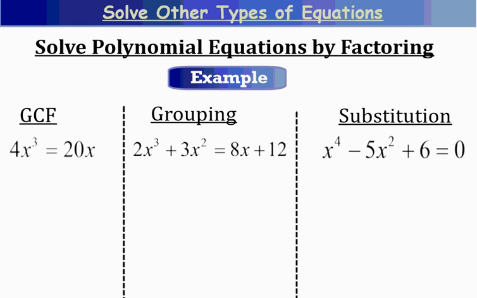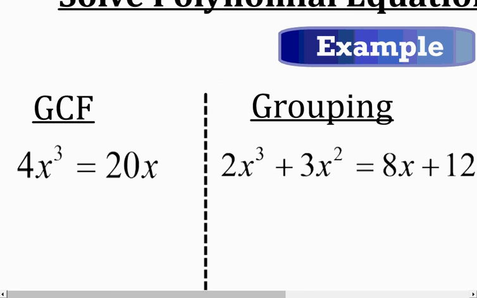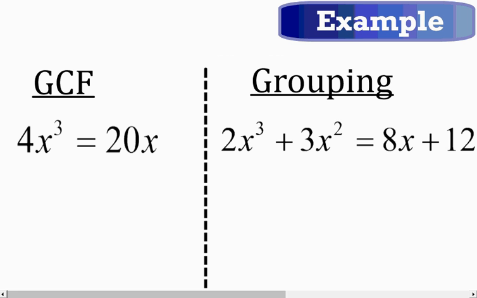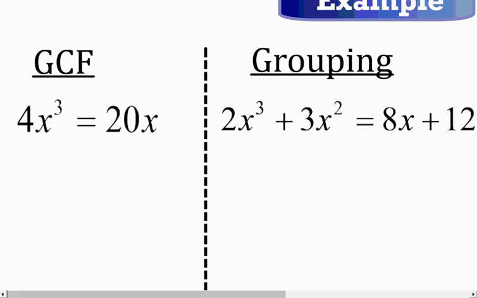Usually you know this because there's not that many terms. If I'm going to be doing greatest common factor factoring, I'm going to be doing it by getting one side equal to 0. And actually that's going to be a theme throughout all of the factoring. You need one side equal to 0. So I'm going to subtract the 20x.